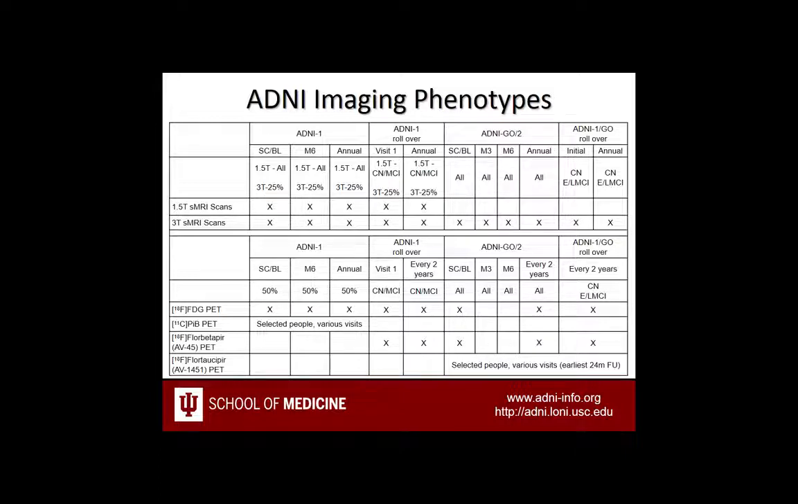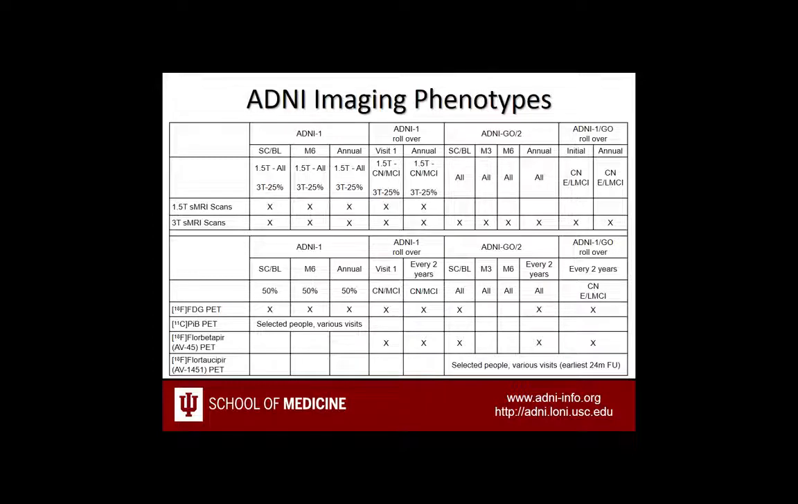PIB PET was an add-on to ADNI1, so just a handful of people got it at their baseline visit, if they were the last people to be enrolled in ADNI1. Most of the other people, if they did get it, got it at a follow-up visit, and only about 100 people got it in total.